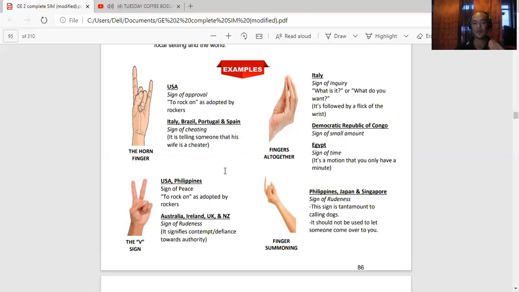In Democratic Republic of Congo, it's a sign of small amount. So with fingers all together. In Egypt, it's a sign of time. It's a motion that you only have a minute. Okay, in Philippines, Japan, and Singapore, the sign of rudeness. This sign is tantamount to calling dogs, something like that. It should not be used to let someone come over to you. Summoning finger.